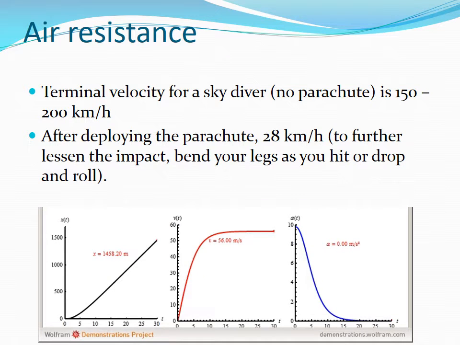The terminal velocity for a skydiver with no parachute is 150 to 200 kilometers per hour. After deploying the parachute, terminal velocity drops to 28 kilometers per hour. To further lessen the impact when landing, bend your legs as you hit or drop and roll. We'll discuss this later when we discuss momentum.